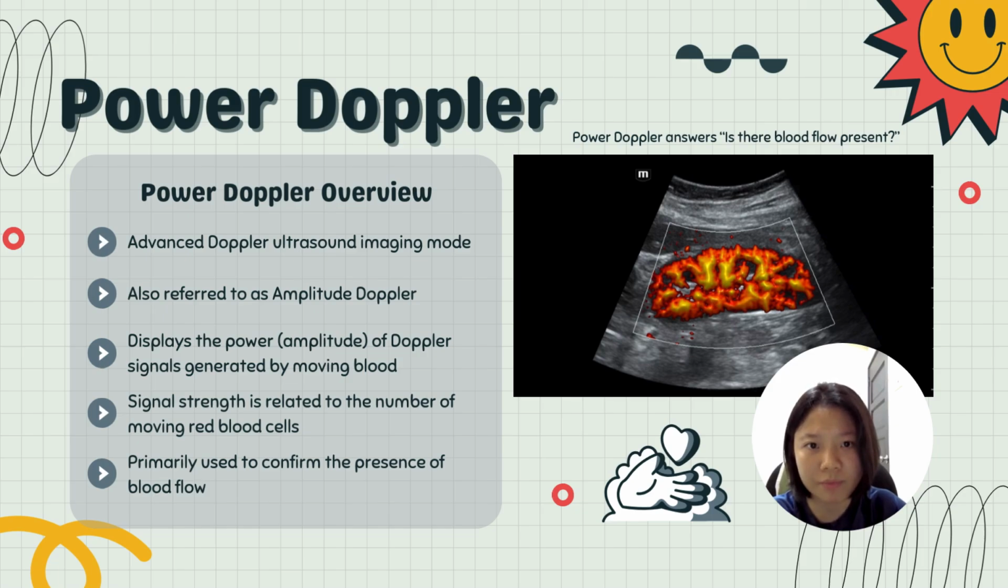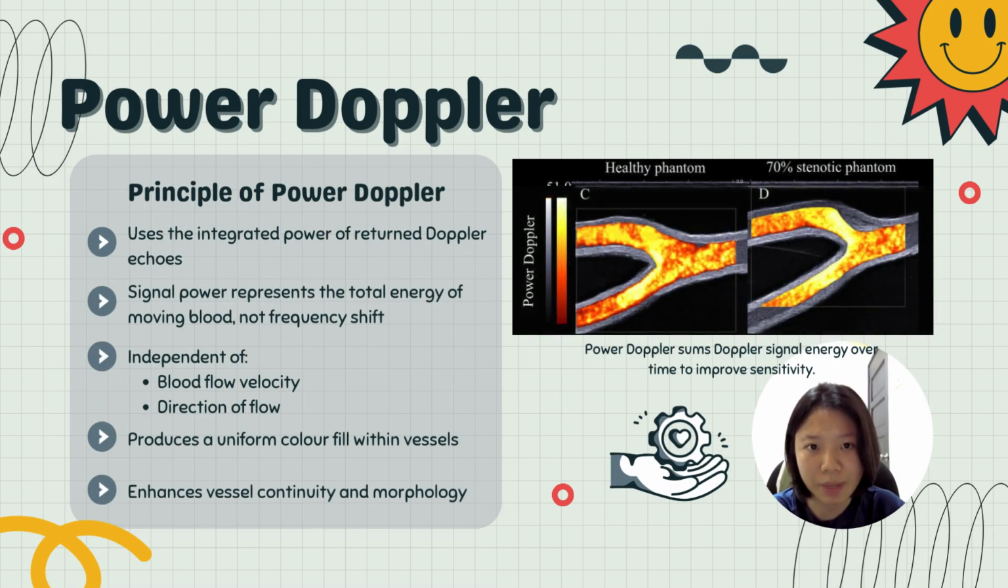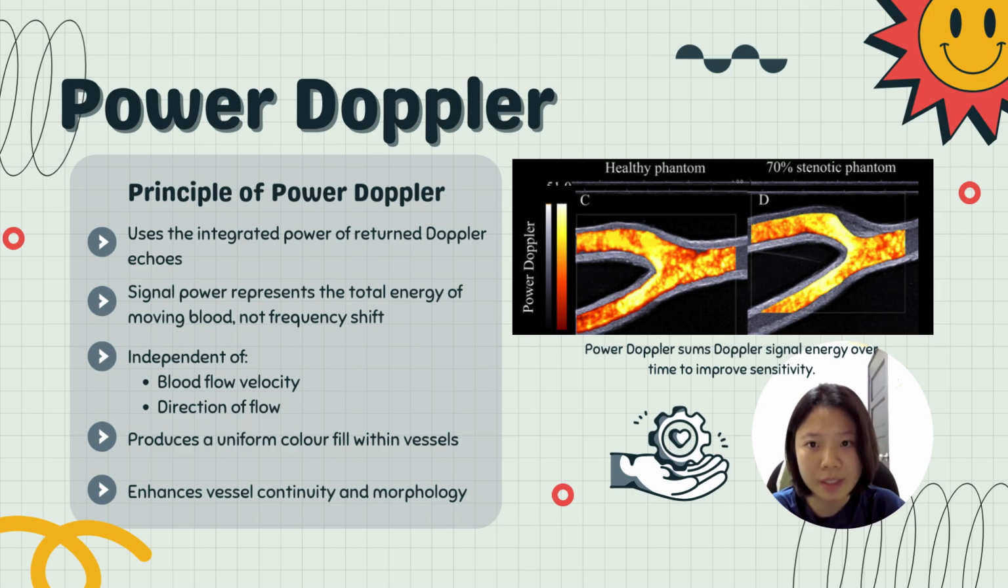Power Doppler is an advanced Doppler ultrasound imaging mode, also known as amplitude Doppler. Instead of measuring velocity, it displays the strength or power of the Doppler signal produced by moving blood. The signal strength is related to the number of red blood cells in motion, which allows power Doppler to confirm the presence of blood flow even when the flow is very slow. Power Doppler works by using the integrated power of returning Doppler echoes. This means it represents the total energy of the moving blood rather than the frequency shift. As a result, it is independent of flow velocity and direction.